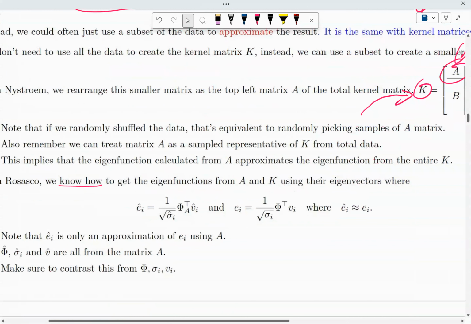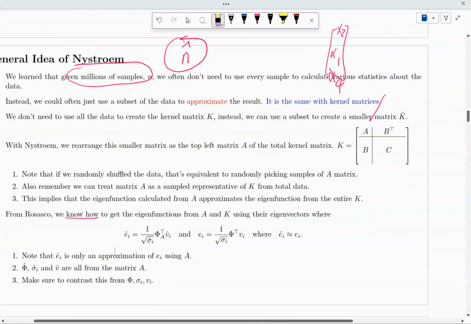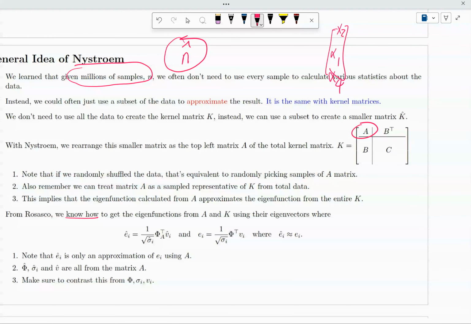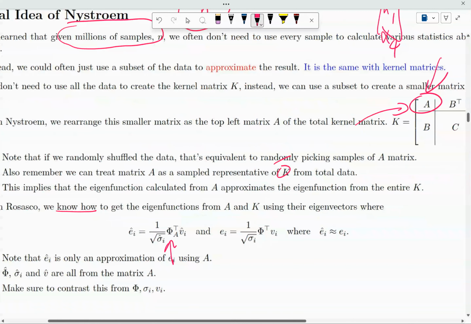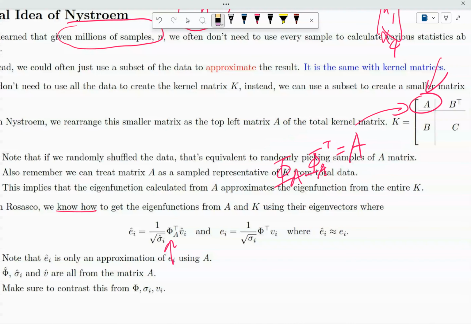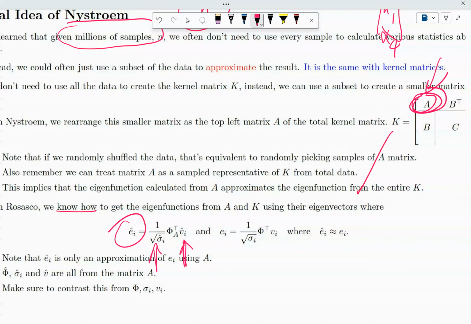From last lecture, we learned that if you know the eigenvectors, you can get the eigenfunctions. So let's say we simply deal with this matrix A here, and we know the eigenvectors. We take A, we calculate the eigenvectors, and this phi is phi A. This is the phi matrix that constructs A. Phi A transpose is equal to A. That's what phi A means. So we can now take the eigenvalues and eigenvectors and approximate the eigenfunction. By using A, we are approximating the eigenfunction of K.